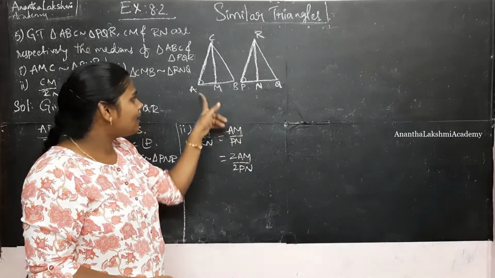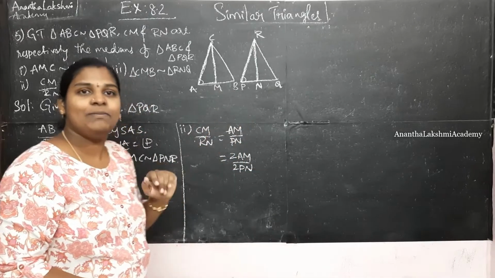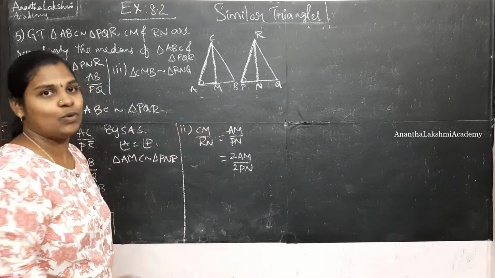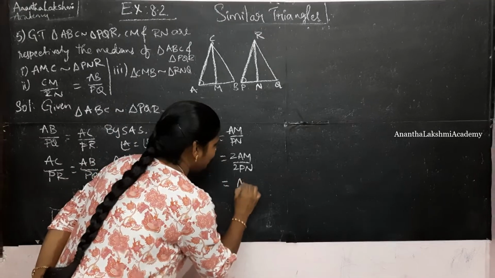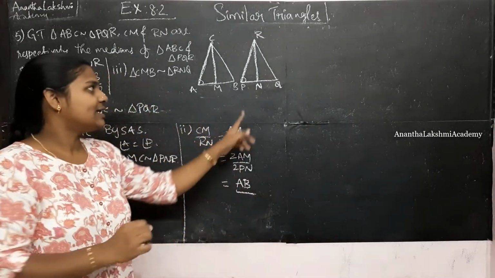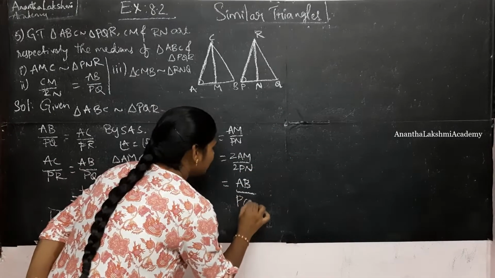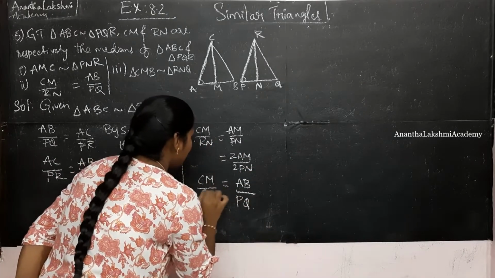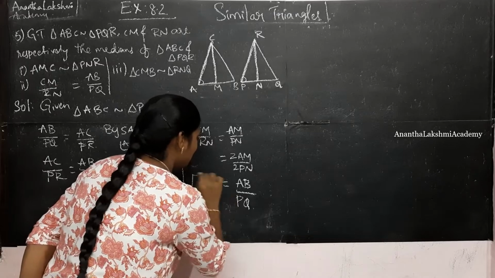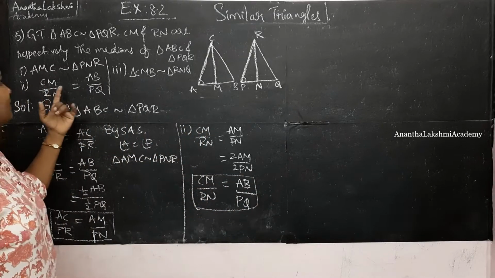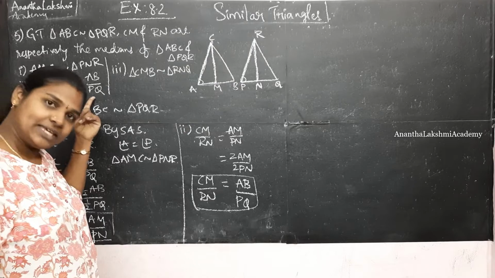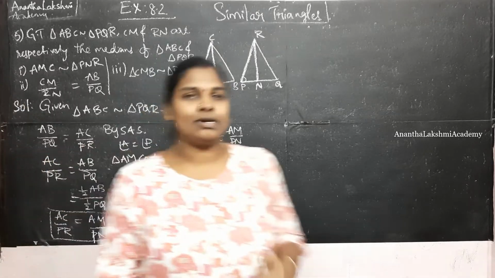So 2AM can be written as AB since M is a midpoint. Likewise, 2PN can be written as PQ. So CM by RN is nothing but AB by PQ. Is that what we are supposed to prove for the second one? Yes. Alright. So that is about the second bit.